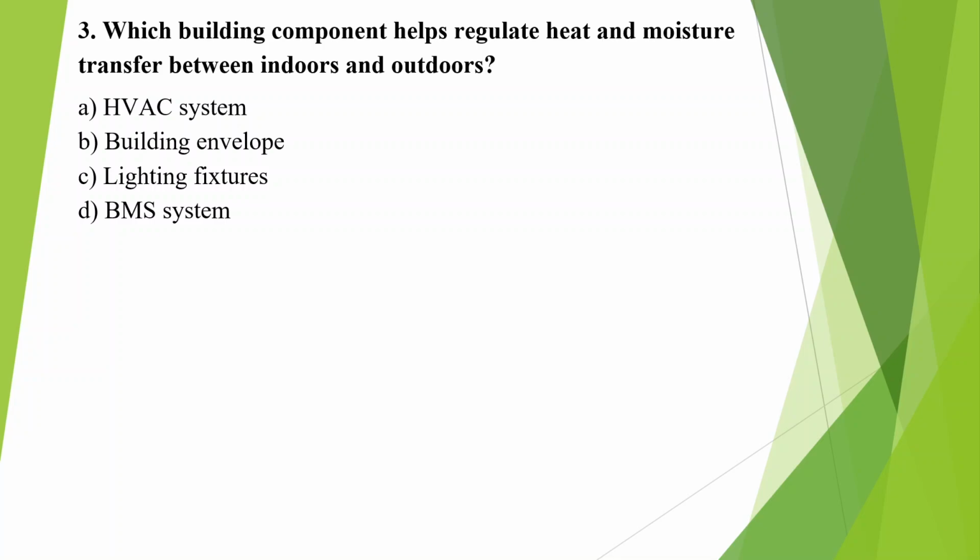The building envelope includes walls or roof, windows, and foundation. All of them play a critical role in regulating the heat and moisture flow and reducing leaks and infiltration. So overall they help us regulate the heat and moisture transfer between the indoors and the outdoors, as was asked in the question. So option B is the correct answer for this question.